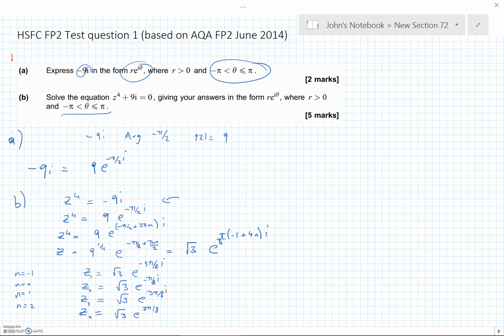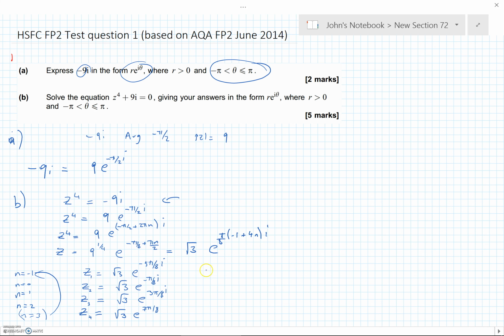So it's done. If we were to repeat this with more values, we would just get repeated values. So for example, if I was to put in n is 3, that would give me the same actual complex number as n is minus 1. So it would just go around like that. But it would not be accepted here because they want us to express the argument between minus pi and pi.